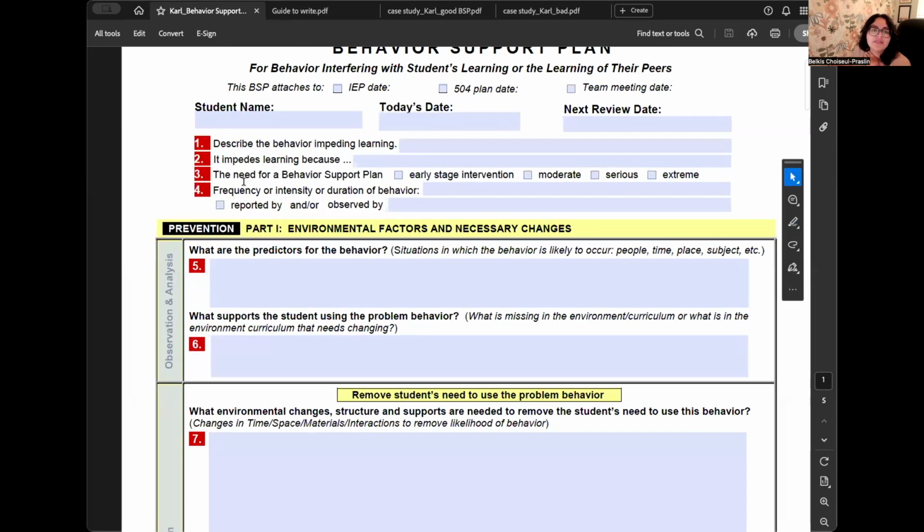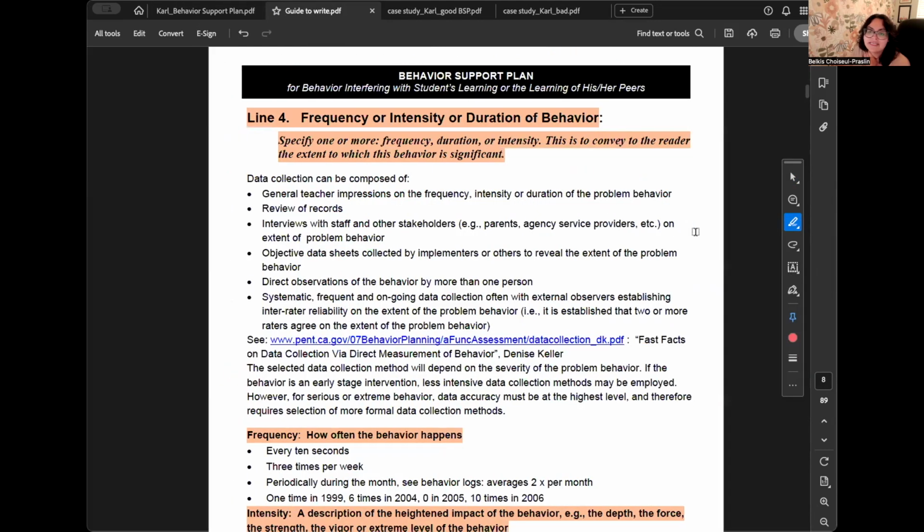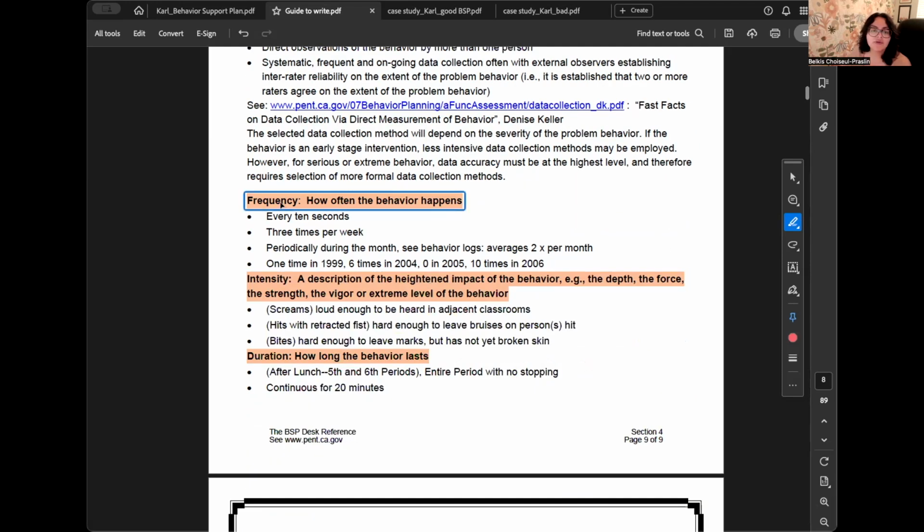So line number 4, what is the frequency or intensity or duration of this behavior? That is our data. That is just a copy and paste of the data that we've collected. It can include general teacher impressions on the frequency, intensity, duration. However, it should be more specific than just general impressions, right? We need some hard facts here as data. But it could also include information about observation. It should include objective data sheets where we're taking the notes, the tallies. This is just our data. And we are going to talk about how frequently it happens.